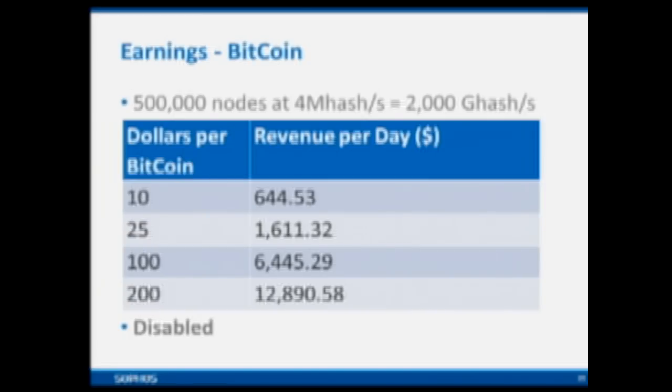At various rates of exchange for Bitcoin, we can see that at $10 per Bitcoin, the botnet might be earning over $600 a day. At $200, it's more like $12,000 a day. But we know that this module was disabled, so it seems very unlikely that ZeroAccess was managing to earn anywhere near these sorts of figures in terms of Bitcoin mining, possibly for the reasons we outlined earlier.